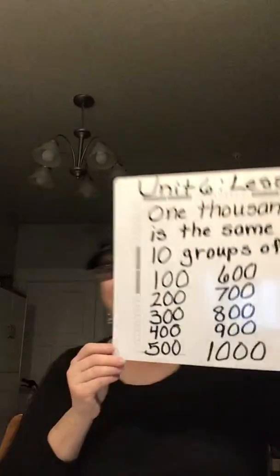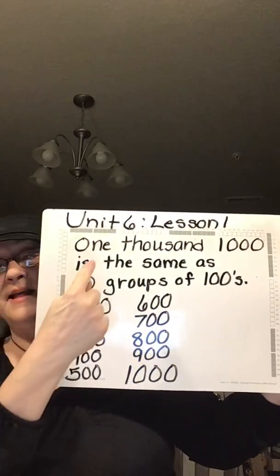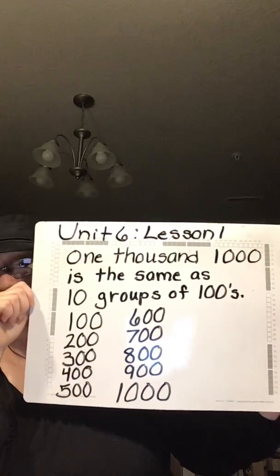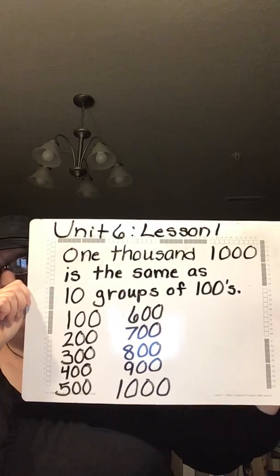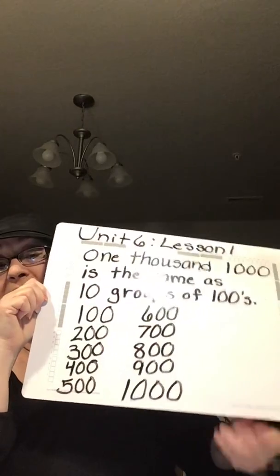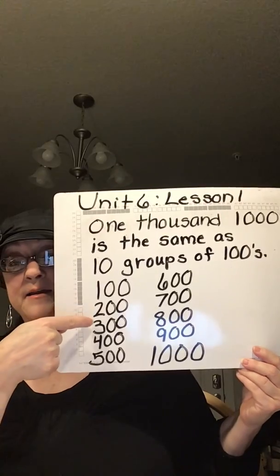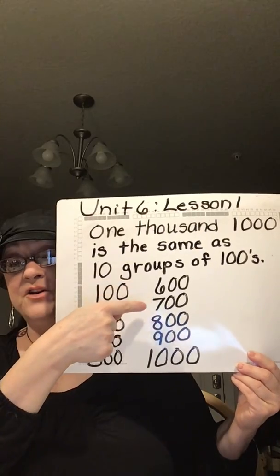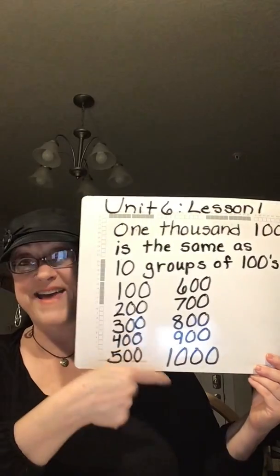Let me show this to you on our board. Same thing that we just did. So 1,000, that's how you write it out in letters. That is how it looks with numbers. And it's the same as 10 groups of 100s. Let's count them again together. Ready? 100, 200, 300, 400, 500, 600, 700, 800, 900, and 1,000.